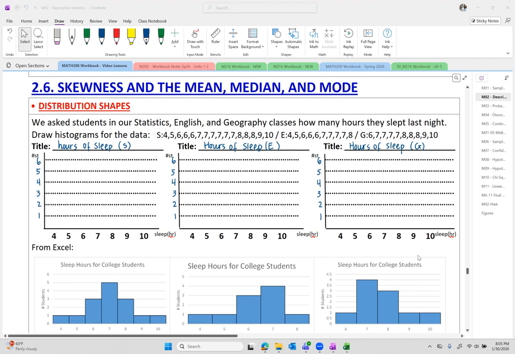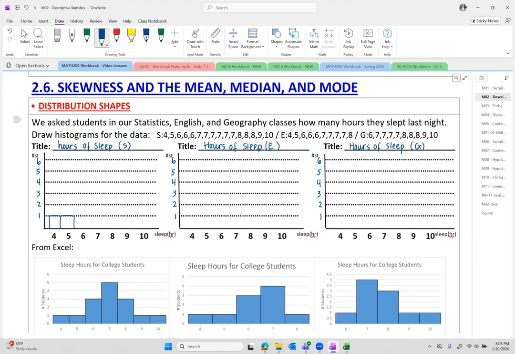Remember, histograms have their rectangles attached to each other. So I have a frequency of 1 for 4 hours of sleep, a frequency of 1 for 5 hours of sleep, a frequency of 3 for 6 hours of sleep, a frequency of 6 for 7 hours of sleep, a frequency of 3 for 8 hours of sleep, a frequency of 1 for 9 hours of sleep, and a frequency of 1 for 10 hours of sleep. This is a symmetric distribution.